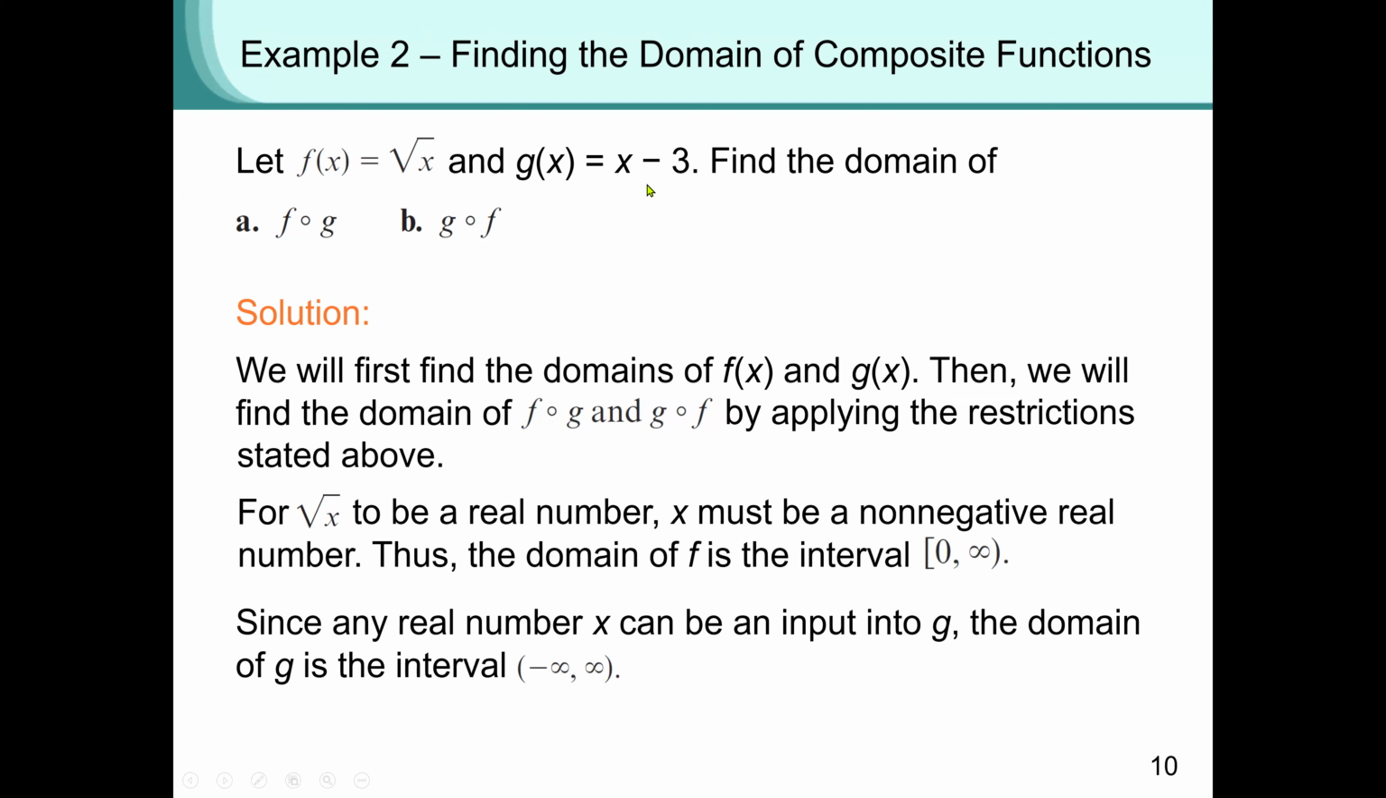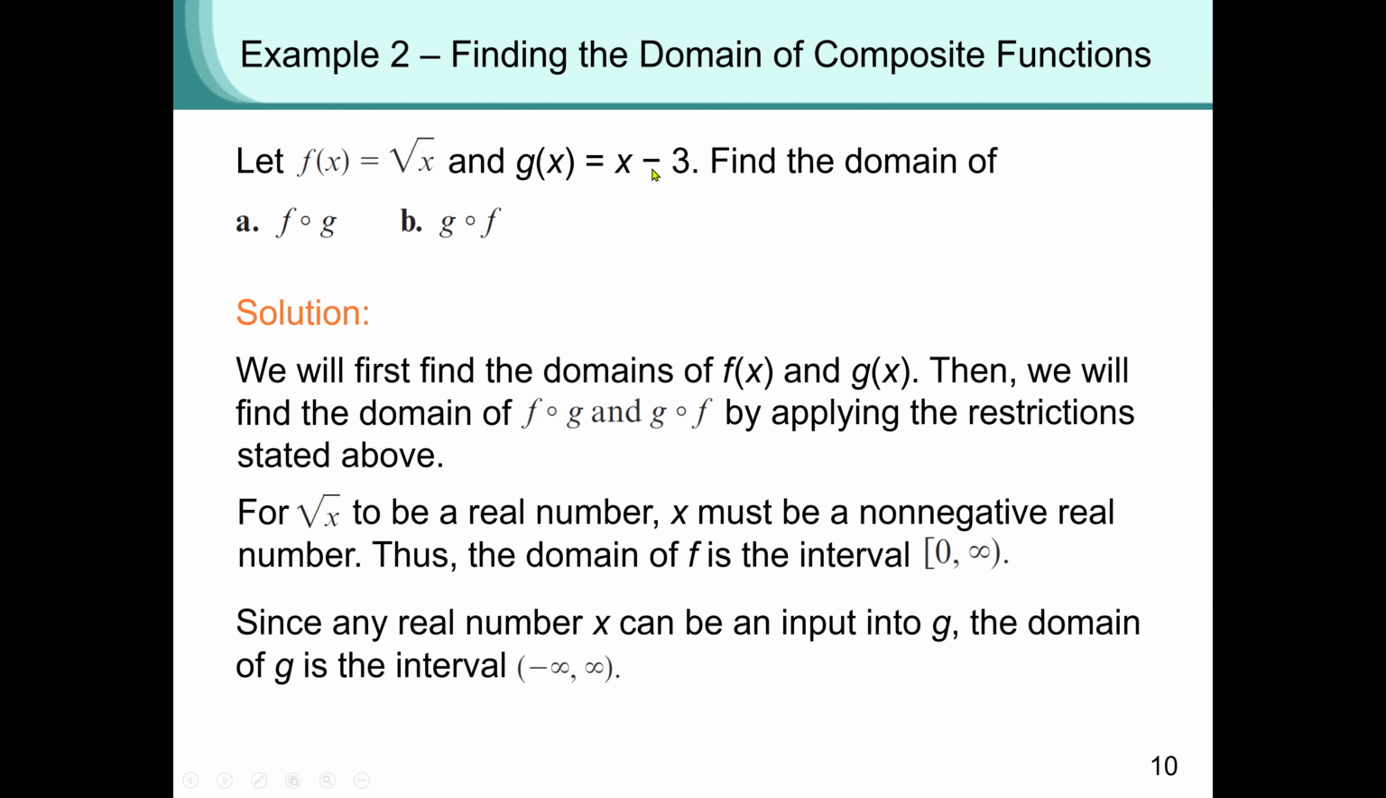Now the second is x minus 3. x minus 3 can be any value, so from negative infinity to positive infinity. Anytime we are looking for the domain of a function, we need to consider two things. If we have a square root, the square root cannot be a negative value. If we have a rational denominator, the denominator cannot be 0. So those are the two main rules that can help us to find the domain of a function.